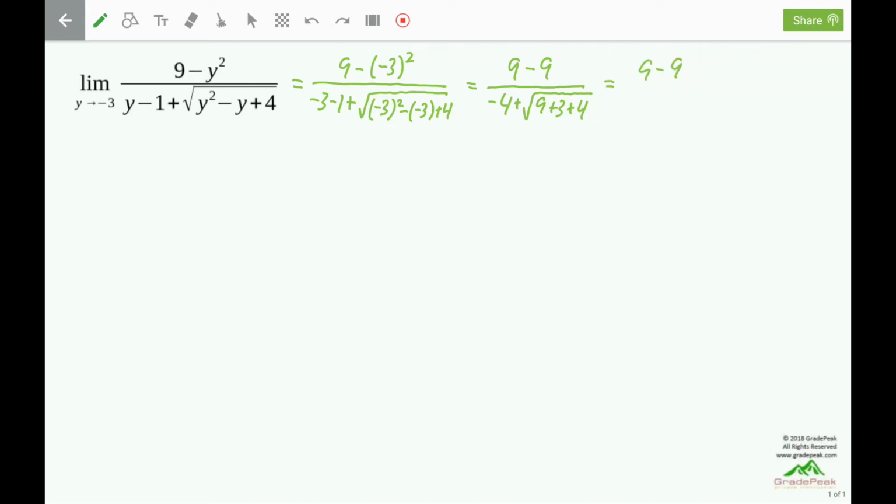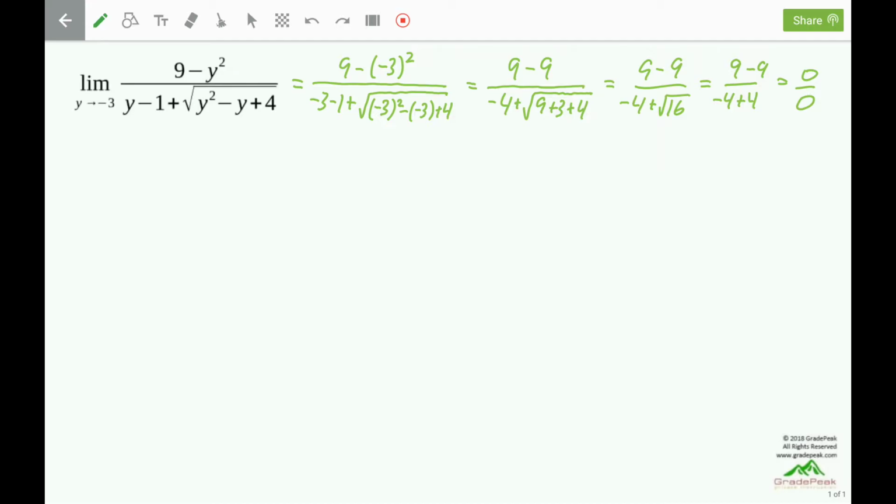So we have 9 minus 9 divided by -4 plus the square root of 9 plus 3 is 12, plus 4 is 16. 9 minus 9 over -4 plus the square root of 16, which is a 4, will give us a 0 over 0 indeterminate form. We have to rework this.